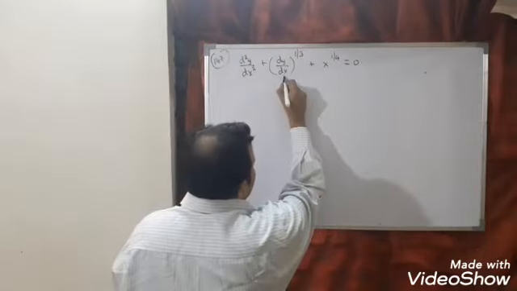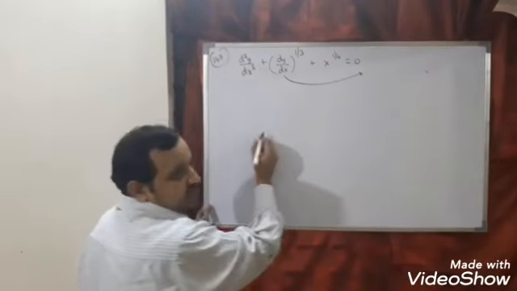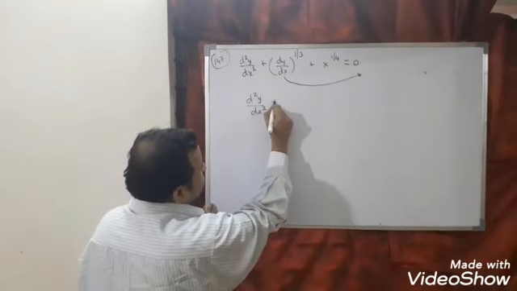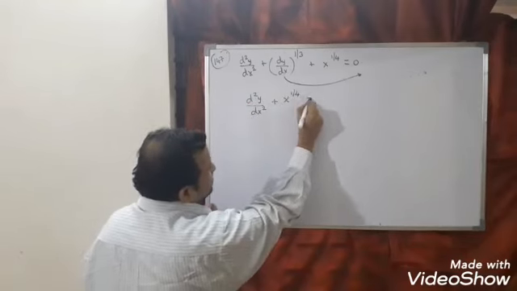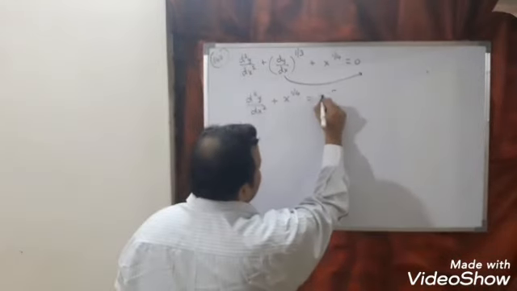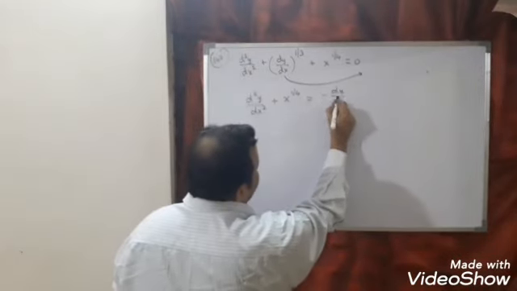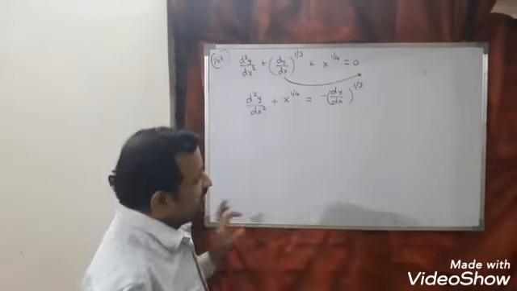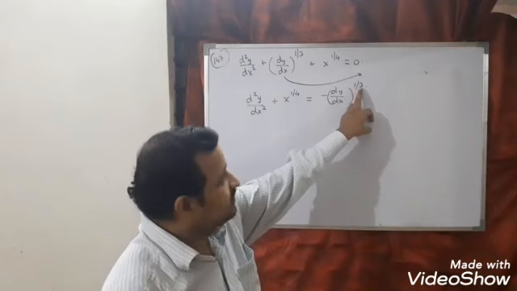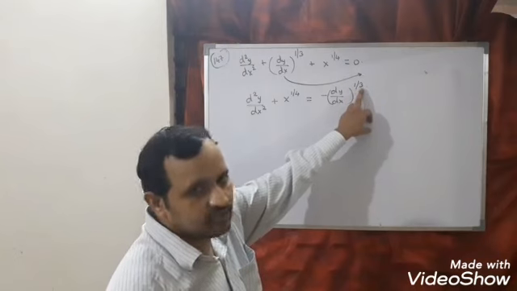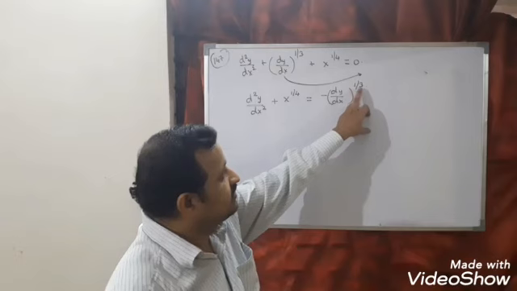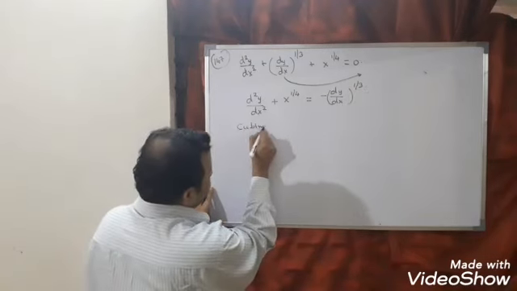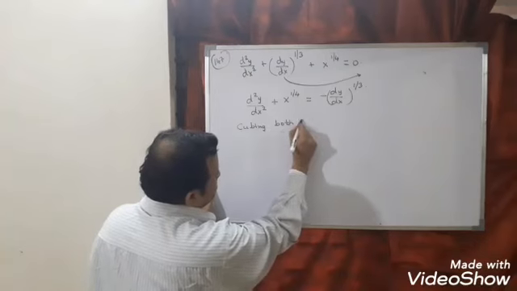So what I can do, let us send this term to the other side. So what you will get here is d square y by dx square plus x to the power 1 by 4 is equal to minus of dy by dx whole power 1 by 3. As I told you, it is a fraction, and I don't want a fraction. So what should I do so that the fraction is not there? Here 3 is there, so cubing both sides.